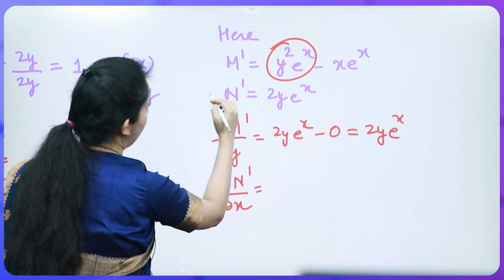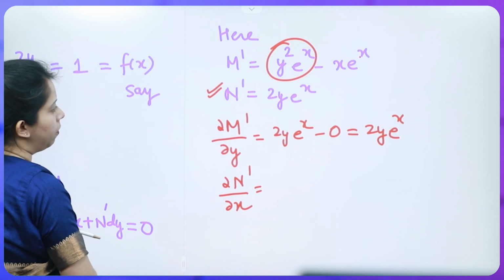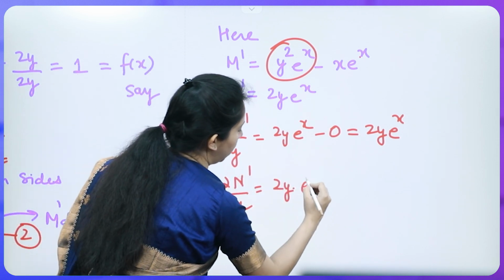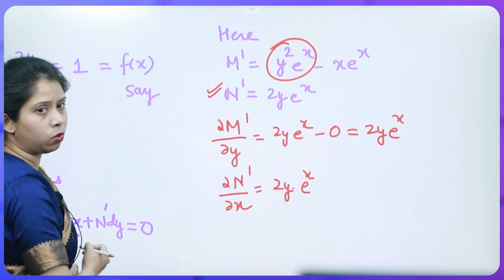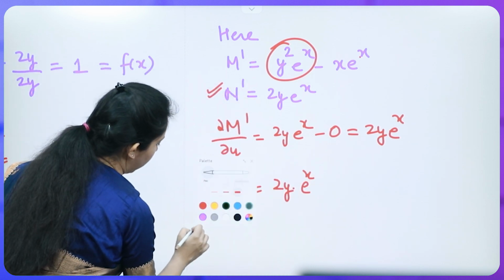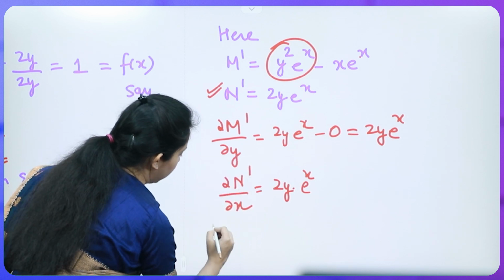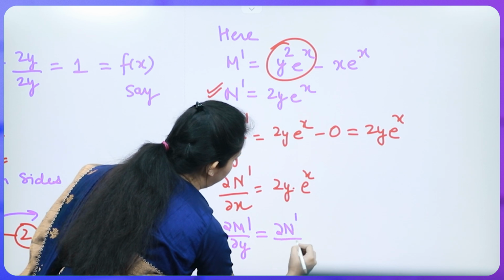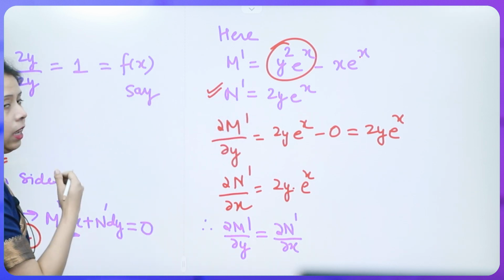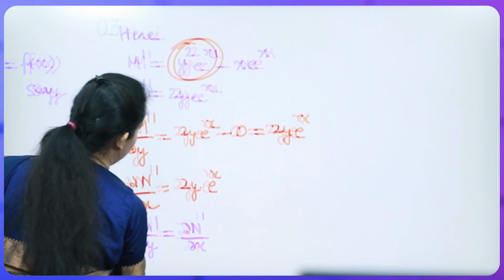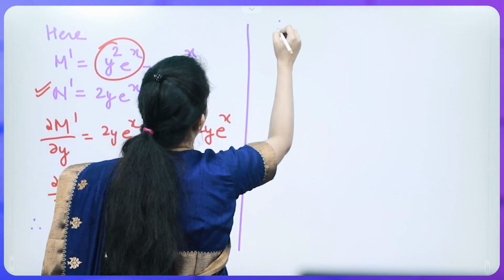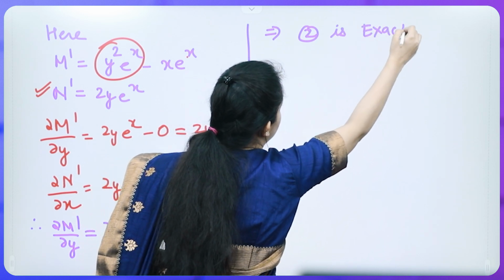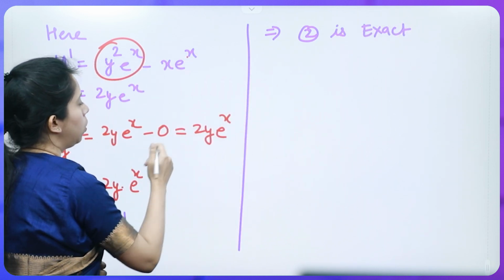Similarly, we are differentiating N' with respect to x. While differentiating N' with respect to x, 2y is treated as constant, and differentiation of e^x with respect to x will be e^x. So, we can see that the value this time is the same, that is ∂M'/∂y is equal to ∂N'/∂x, which clearly indicates that equation 2 is exact. As the condition of exactness is satisfied, equation 2 is exact.